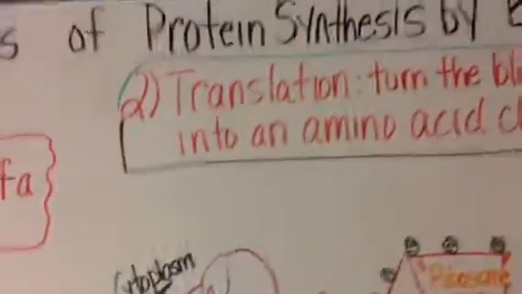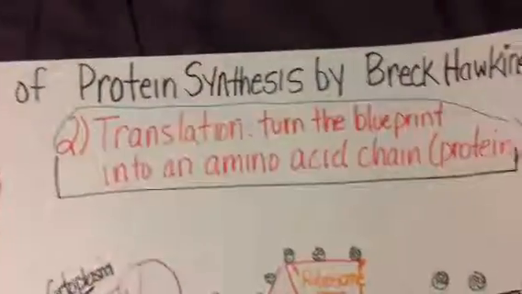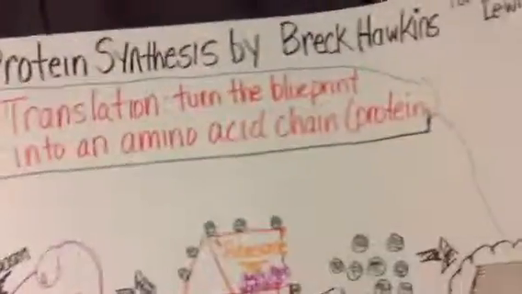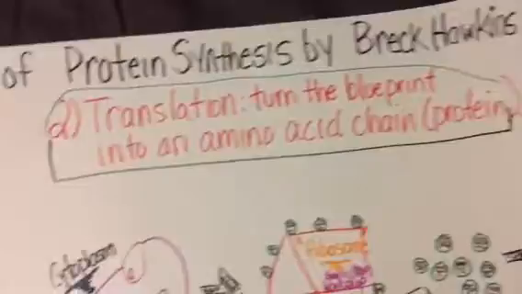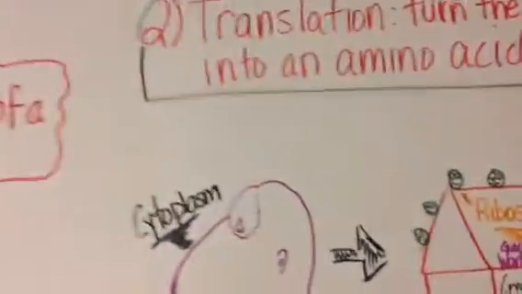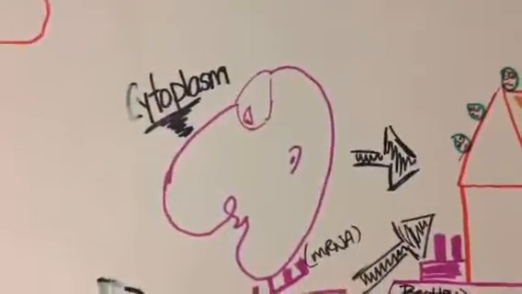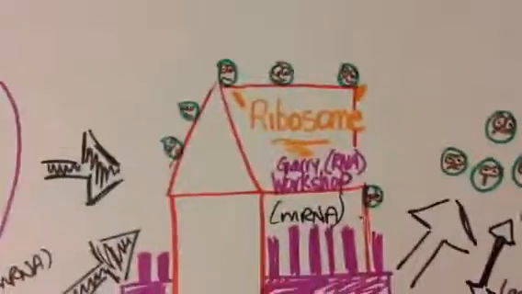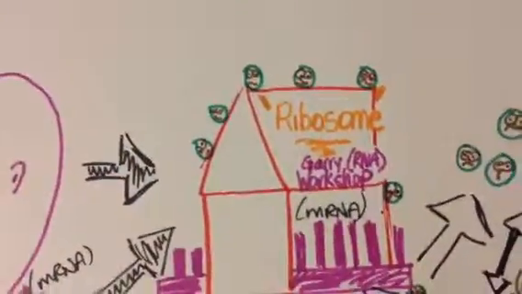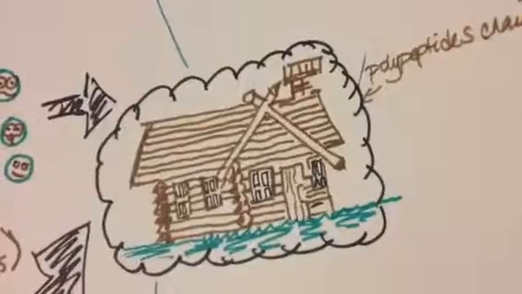So let's recap on what translation is. Basically, what we've done is turn the blueprint into an amino acid chain protein. So Gary, who's RNA, has taken the mRNA to the ribosome, which is the workshop, which ultimately helps gather the wood, the amino acids, to build the ultimate blueprint, which is the summer cabin.